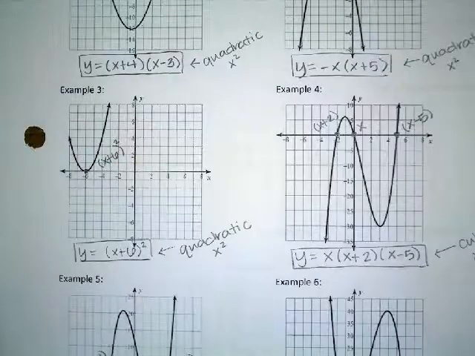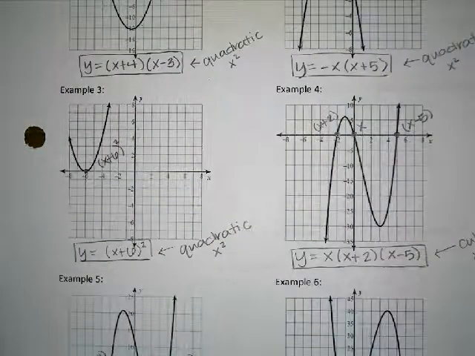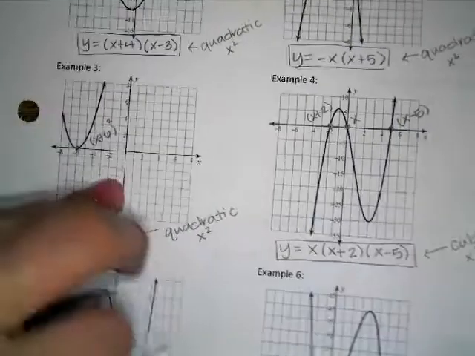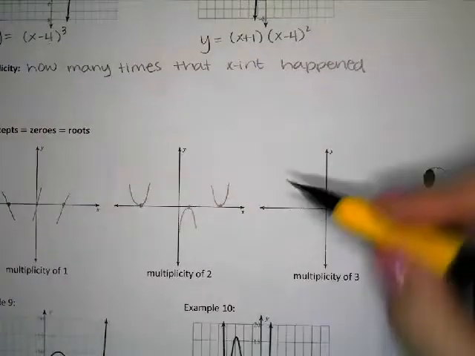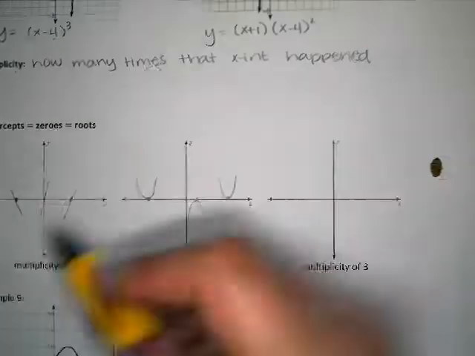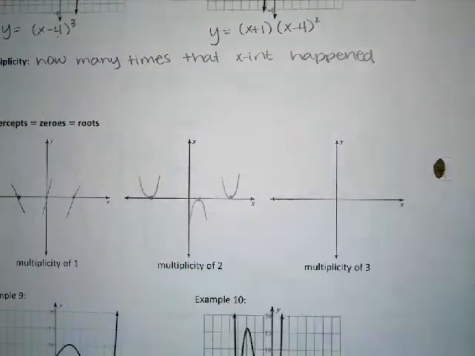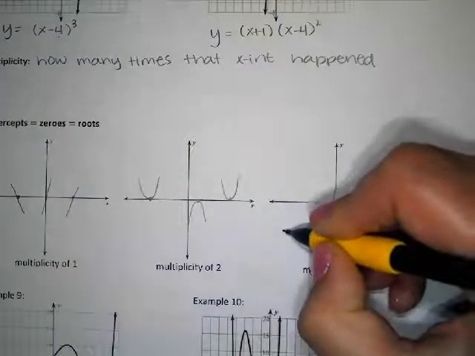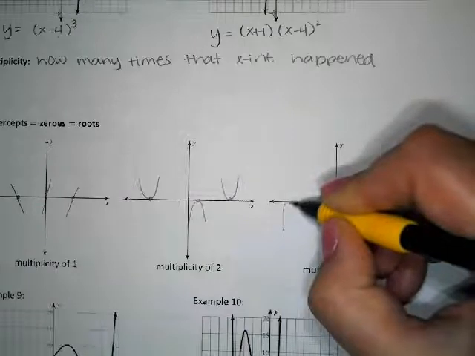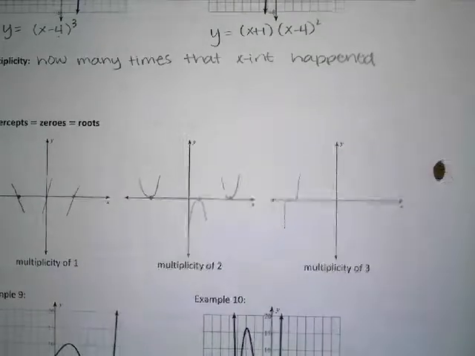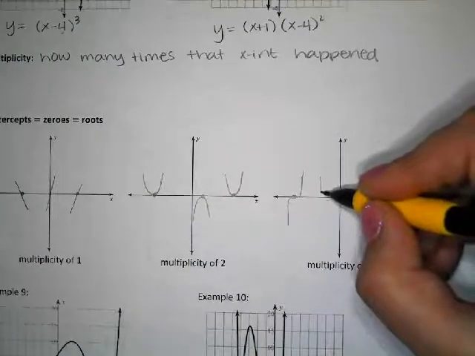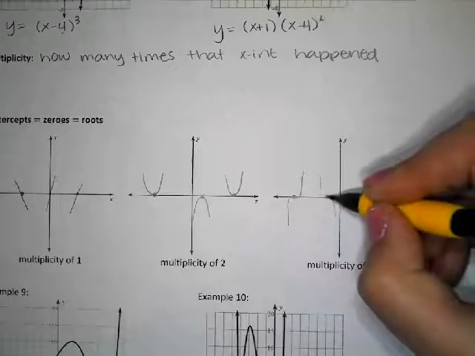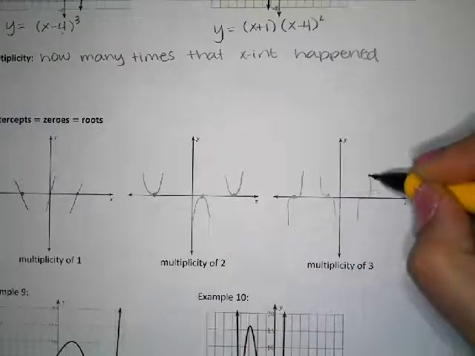And then the third type is a multiplicity of 3. It just means that that answer happened 3 times. And this one, it goes through, but it doesn't go straight through like a multiplicity of 1. It kind of squiggles as it goes through. So it goes up, and then it levels off a little bit as it goes through the x, and then it goes up again. Or it could go down, level off, and go down. So up, level off, go up, or down, level off, go down. That's what the multiplicity of 3 looks like.